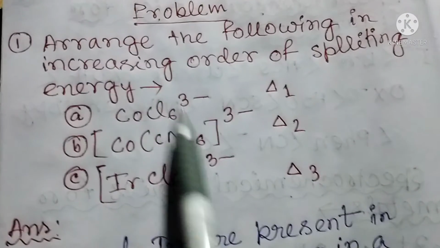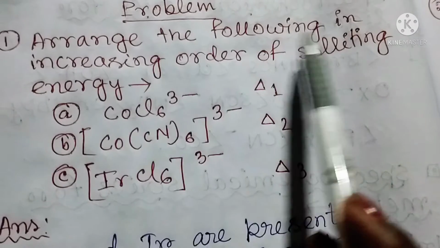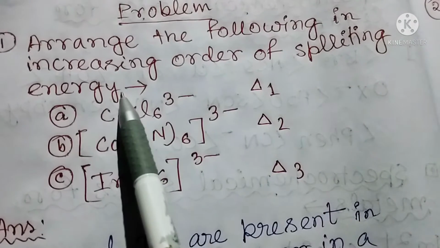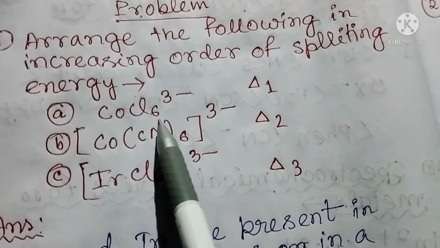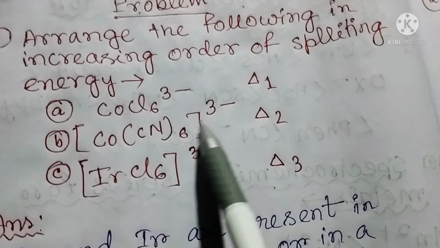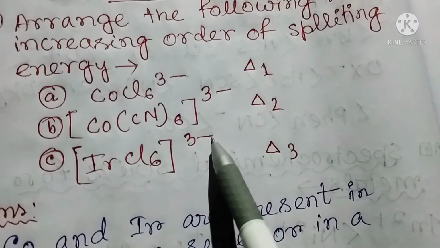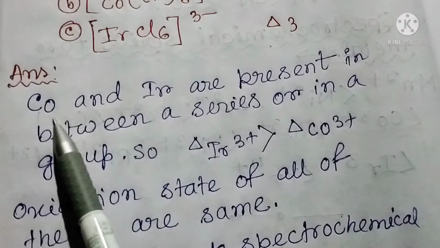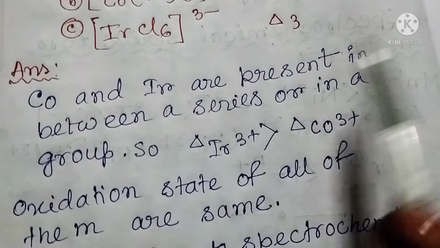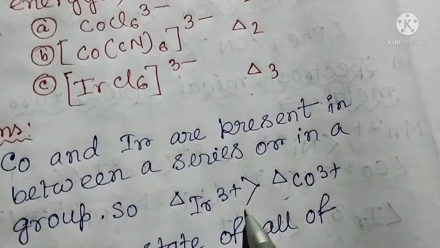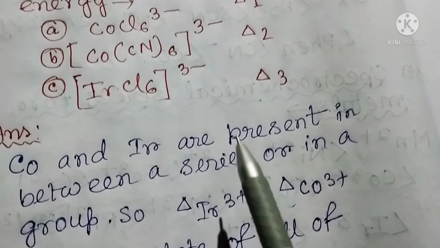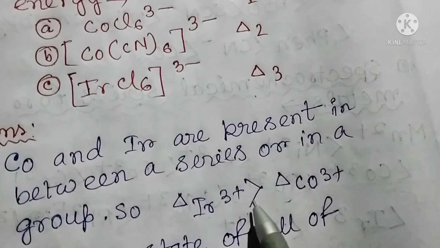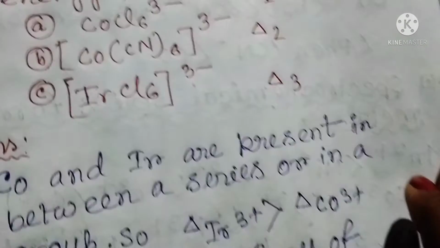Now let's see some problems. First problem is: arrange the following in increasing order of splitting energy. [CoCl6]3-, [Co(CN)6]3-, and [IrCl6]3-, and the splitting energies are delta 1, delta 2 and delta 3. Now cobalt and iridium are present in the same group, so the splitting energy of Ir3+ is greater than the splitting energy of Co3+.